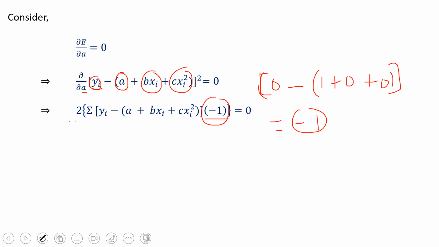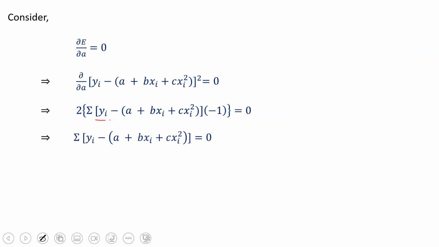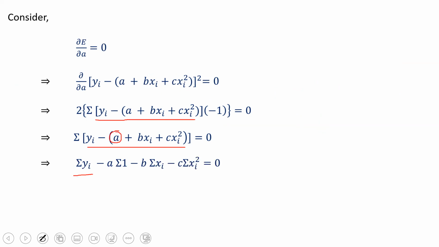Divide the whole equation by minus 1 and 2. So we are able to get this equation: sum of yi minus a plus bxi plus cxi square. Now we have to open the bracket. If we open the bracket, sum of yi, and a is constant, so we take it outside. So we take the sum of 1, from i equal to 1 to n.